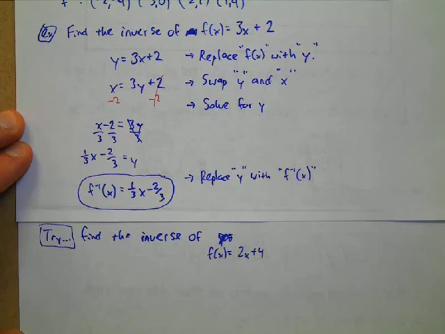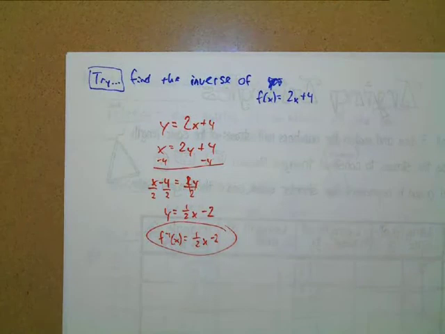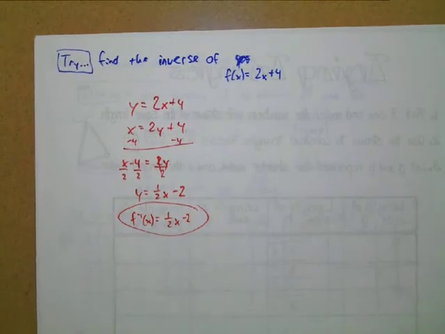Here is the answer. Okay, there it goes. All right, one half x minus 2. Don't forget the f inverse of x there. Okay. I'm going to show you one more little thing, and then I'll get you guys started on your assignment.